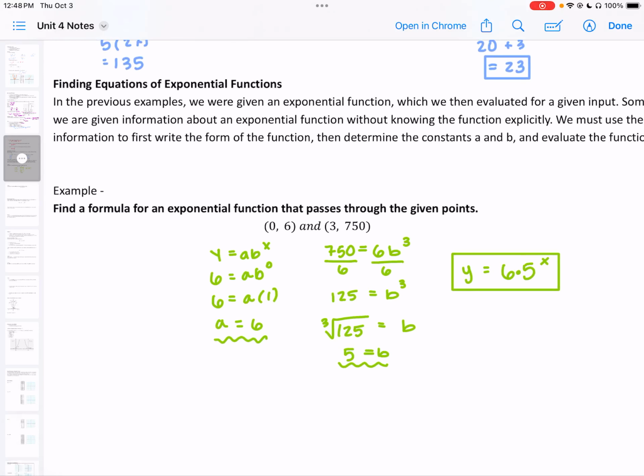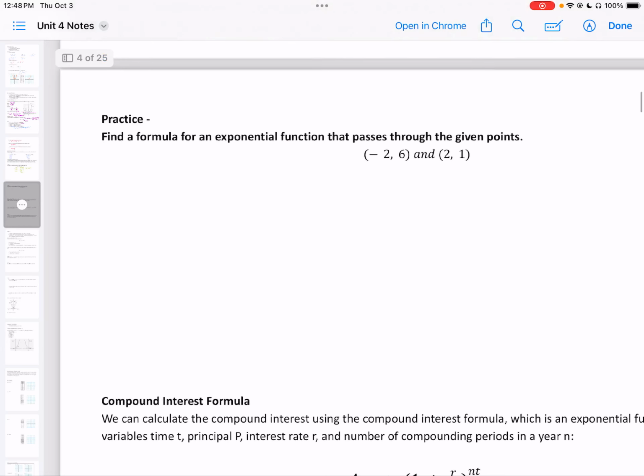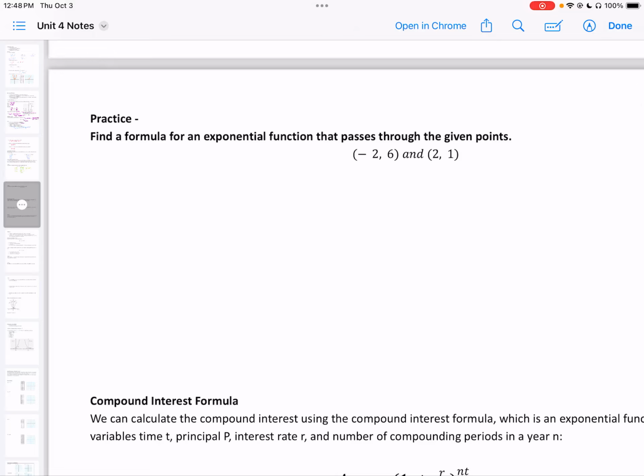The next one is a practice problem. If you'd like to go ahead and practice it, go ahead and pause the video now. After that, I'm going to go ahead and continue working through these.